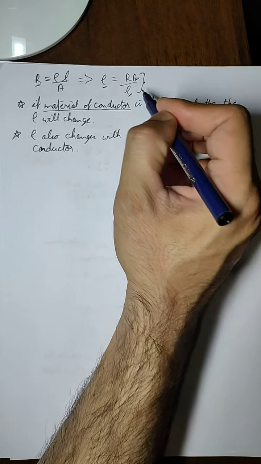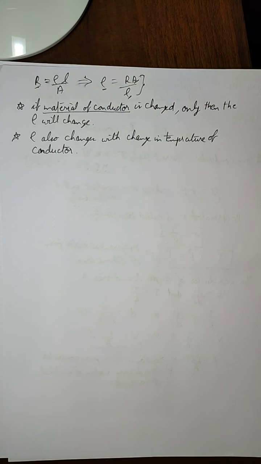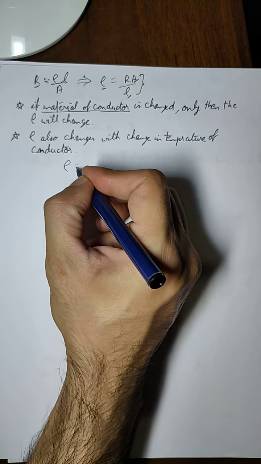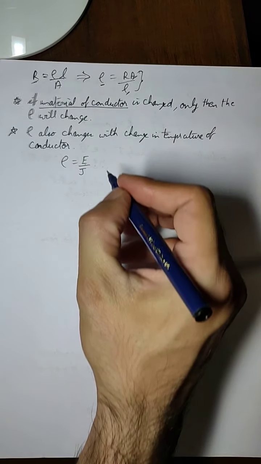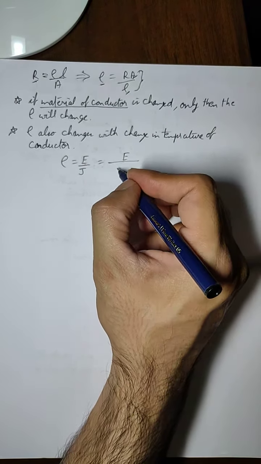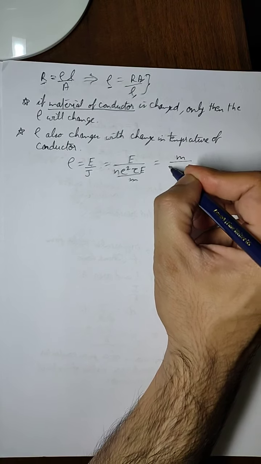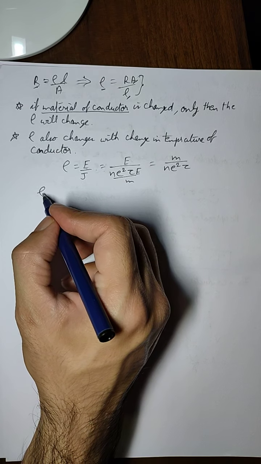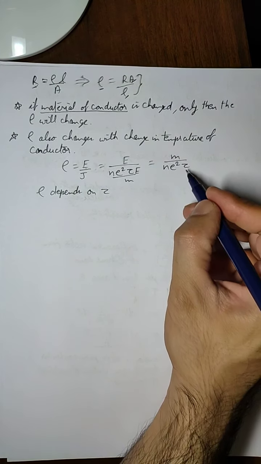Now in this formula, there is no term of the temperature because the relation between temperature and resistivity is not very direct. So how does the temperature of a conductor affect resistivity? We can study it quickly here. Rho equals E upon J, as we have studied on the previous page. If we substitute the value of J here, it will be m upon n e square tau. Now this means that resistivity depends upon the average relaxation time.